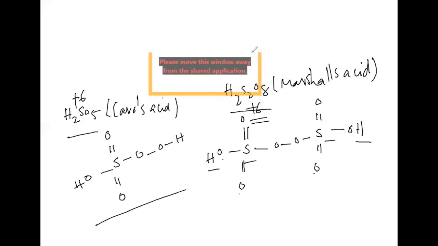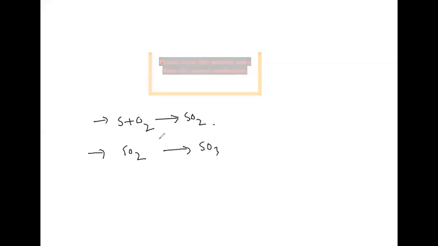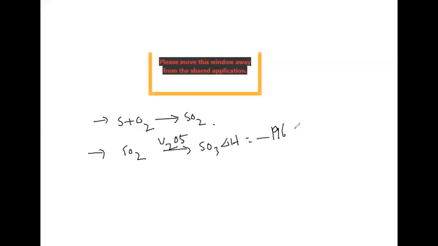Now, come to the preparation of sulfuric acid by using the contact process. What is the first step? The sulfur combines with oxygen, very good, oxidation of sulfur. It gives sulfur dioxide. Then the next step is converting sulfur dioxide to sulfur trioxide by using vanadium pentoxide as the catalyst. The delta H will be minus 196 kilojoules per mole.